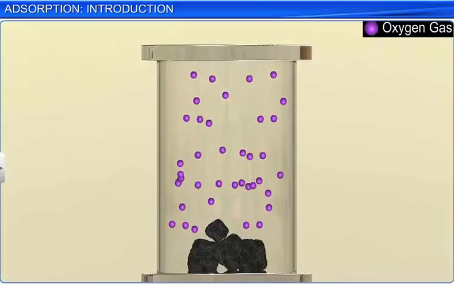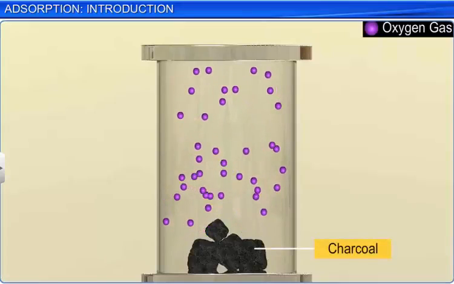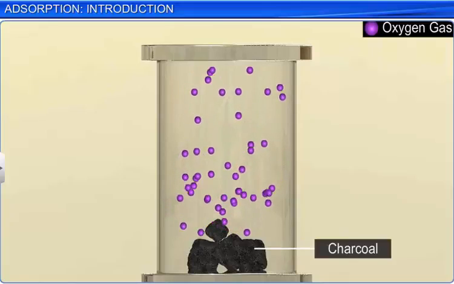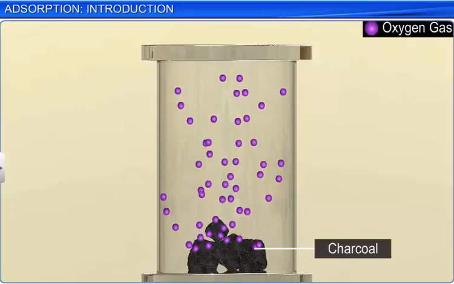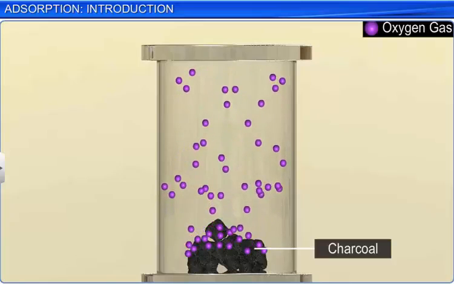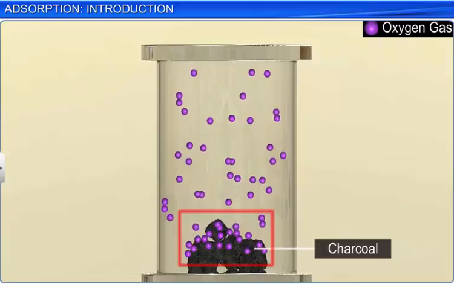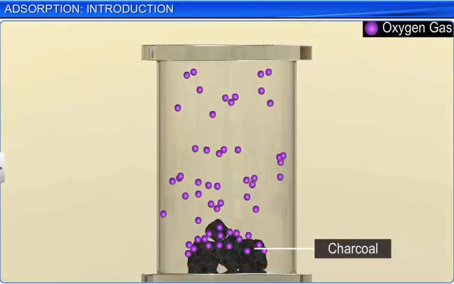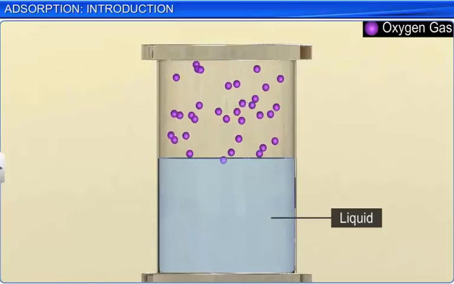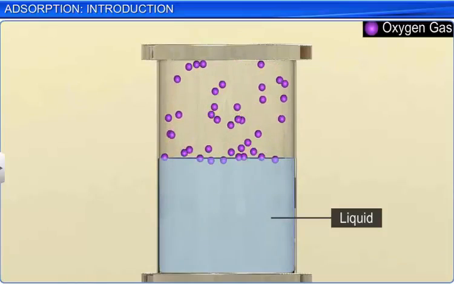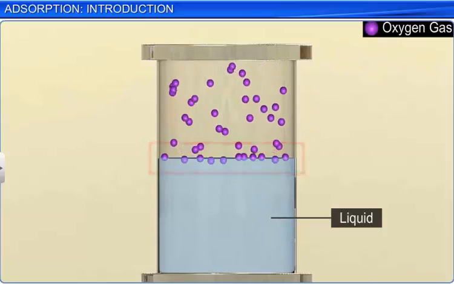If you put solid charcoal in a closed vessel containing oxygen, you observe that oxygen molecules are attracted to the solid surface of charcoal. As a result, the concentration of the gas on the surface of the solid increases. The same reaction occurs if a liquid is put into a closed vessel containing gas. The gas molecules will accumulate on the surface of the liquid.